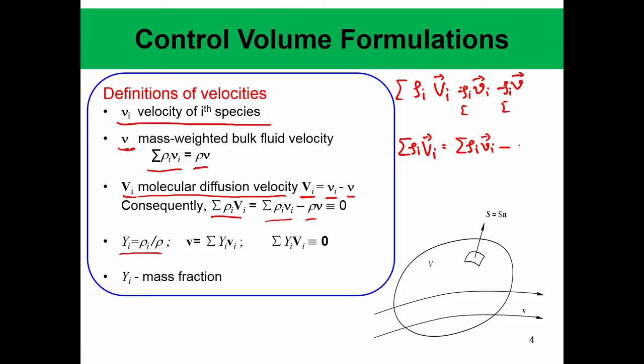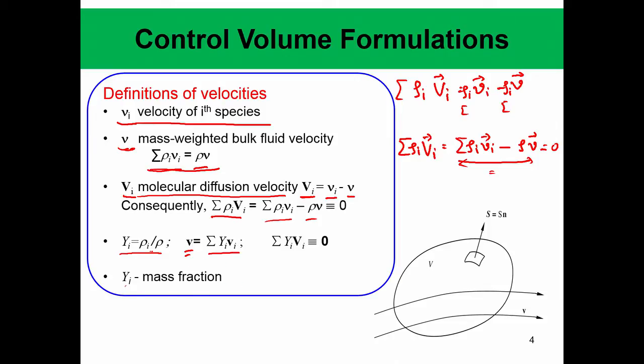Summation rho_i is nothing but rho, so this is equal to rho v. But as we have seen here, summation rho_i v_i is equal to rho v. So these two are essentially equal and this becomes equal to 0. Alright. So using this formula and this formula, we can find out the actual velocity v, which is essentially nothing but summation rho_i y_i v_i.